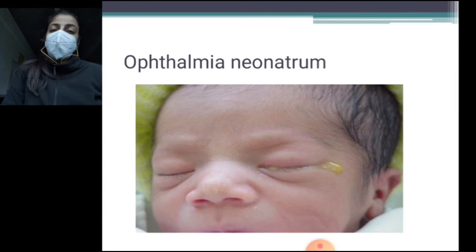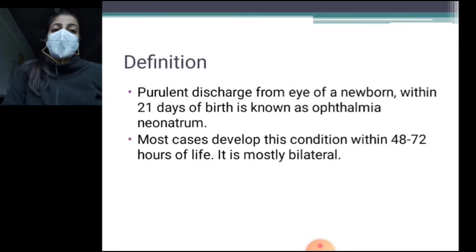Next, now we talk about the disease condition after the anatomy of the eye, that is ophthalmia neonatorum. So basically, what is ophthalmia neonatorum? Purulent discharge from the eye of a newborn within 21 days of birth is known as ophthalmia neonatorum. Most cases develop this condition within 48 to 72 hours of life, and it is mostly bilateral. Bilateral means both eyes are affected by this condition.